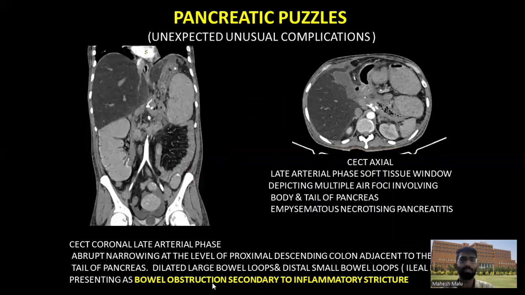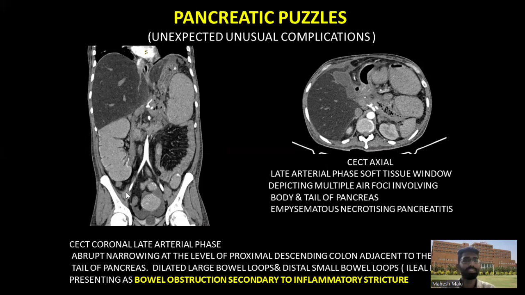So let's start with the pancreatic puzzles, the unexpected, unusual complications which we got in this study. On the right, you can see a CECT axial image taken in the late arterial phase depicting multiple air foci involving the body and the tail of pancreas. It is a classic case of emphysematous necrotizing pancreatitis.